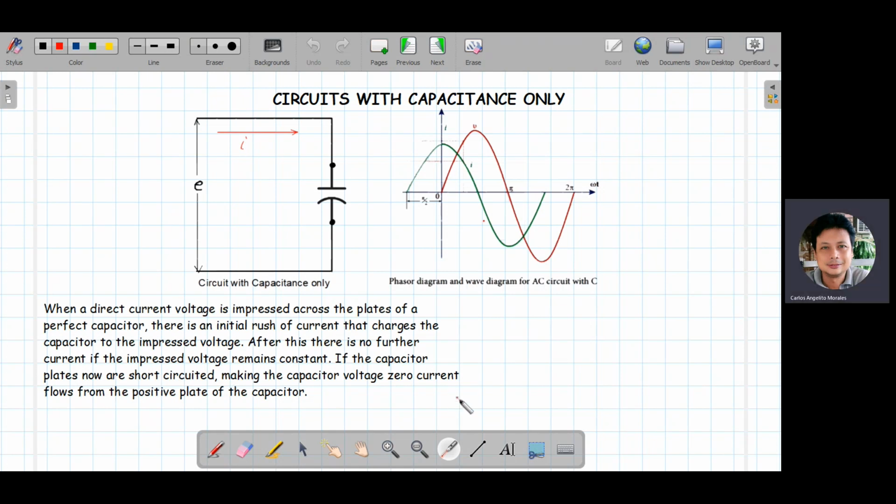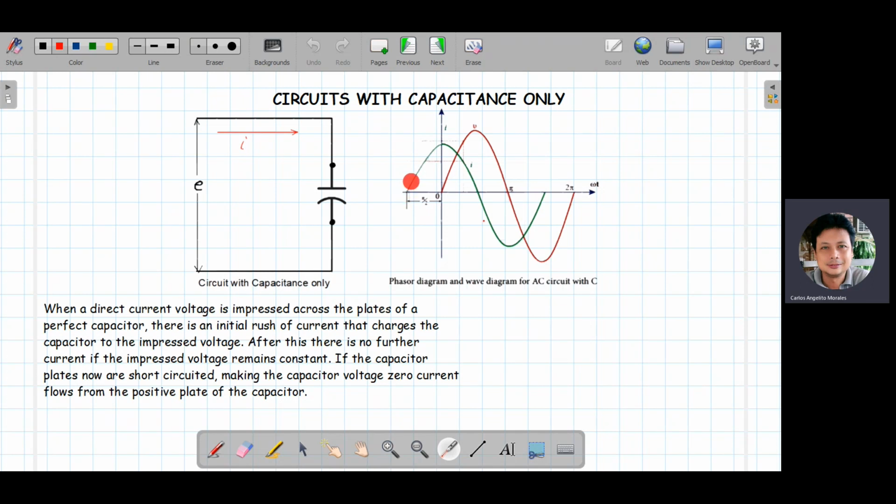So, kapag ang capacitor plates niya, ito yung tinatawag na plates. Kapag short circuit mo yan, ang nangyayari, yung capacitor voltage with zero current, no? Ay dumadaloy yan from positive plate of the capacitor. So, ganito yung phasor diagram ng isang purely capacitive circuit.